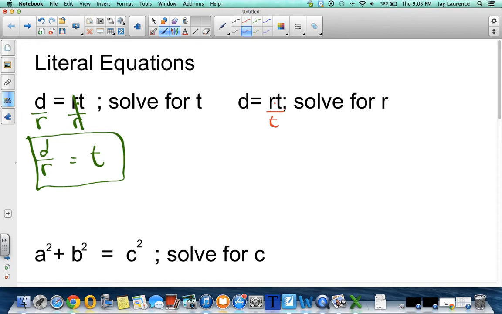I'm going to divide by T. And so in this case, the distance divided by the time is going to equal R, or the rate. And there you go. All right.